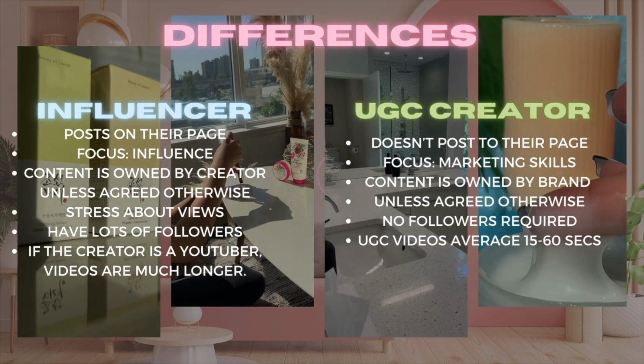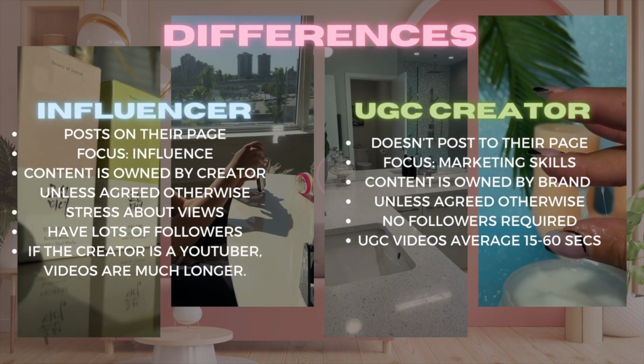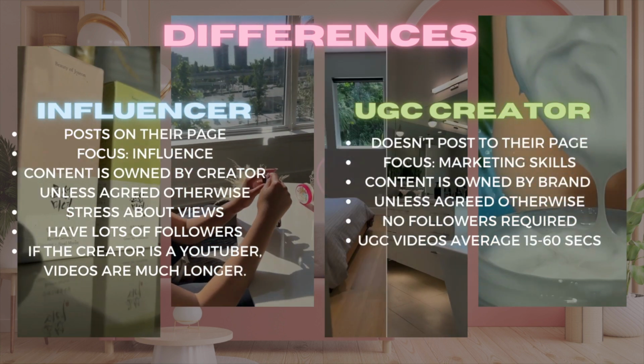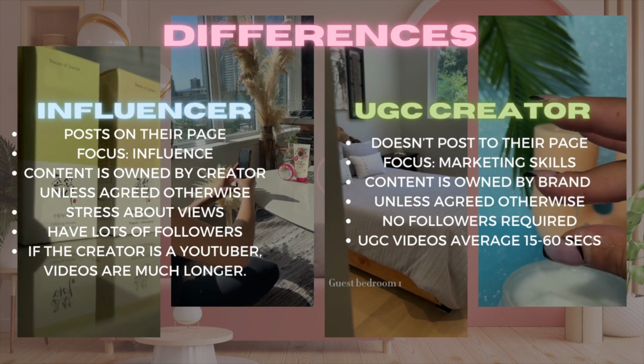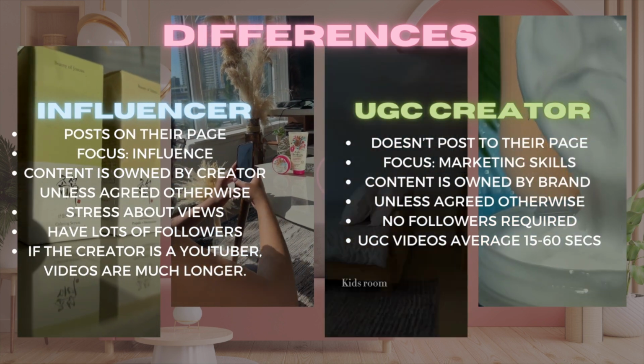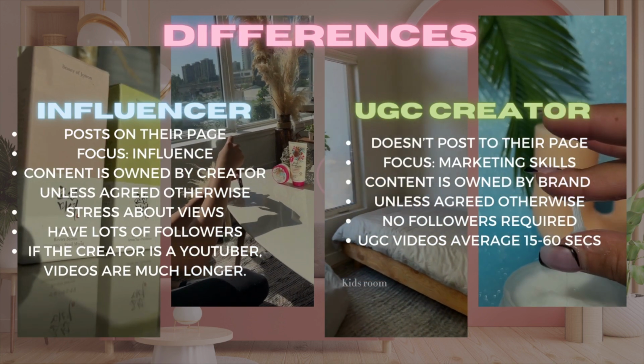And if the influencer is a YouTuber, usually videos are much longer, especially if you're doing a dedicated video. It could be anywhere above 5 minutes, whereas UGC videos usually average between 15 seconds and a minute.